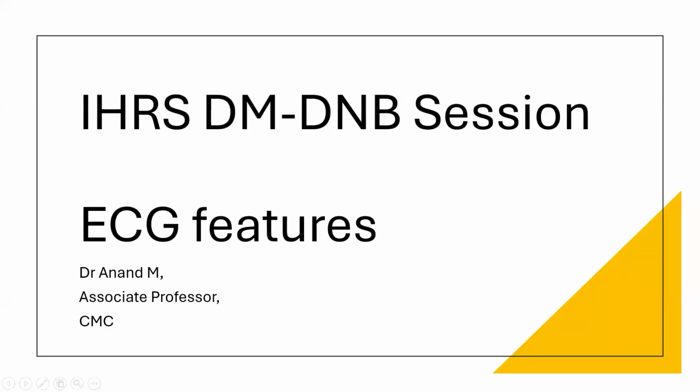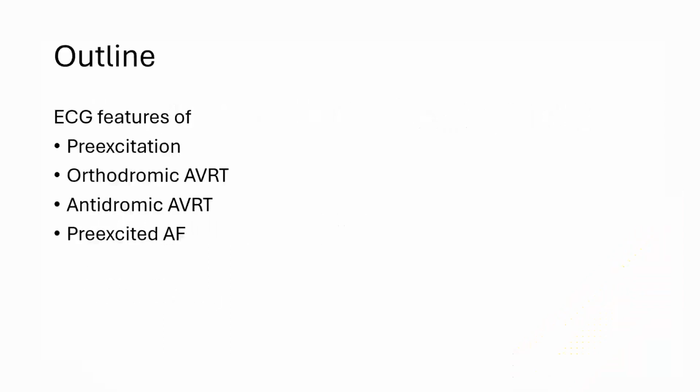So, as the heading says, it's ECG features of accessory pathway. It mainly looks at the basic ECG of an accessory pathway with pre-excitation, and what orthodromic AVRT, antidromic AVRT, and pre-excited AF are. It is mainly for DM and DNB residents. At the end of the lecture, you should know the ECG features of pre-excitation, orthodromic AVRT, antidromic AVRT, and pre-excited AF.